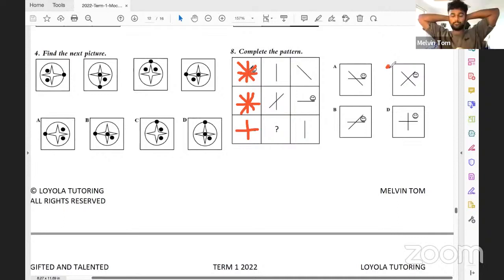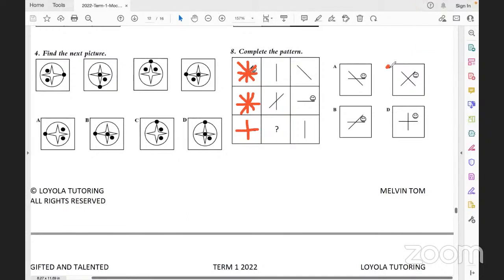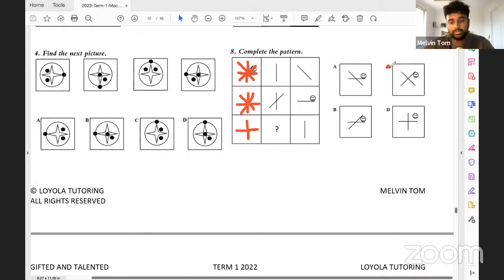What's the probability you'll see that pattern in the actual GATE test in time? Very low, honestly. Unless you have a crazy good mind where you're able to see incredible patterns. Most students will not see that pattern. It'll just take way too long. So if I were you, I'd just skip that question.